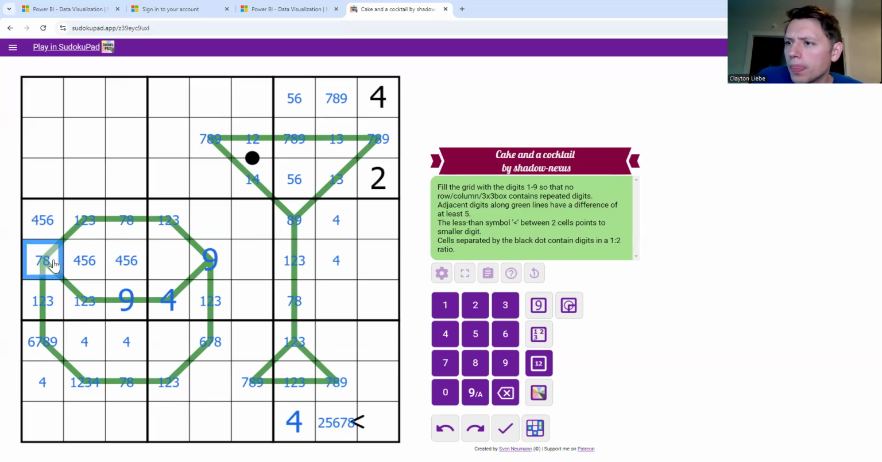Now, yeah, that's still true. This can't be a 4 because we can't have double nines there. That's also true.